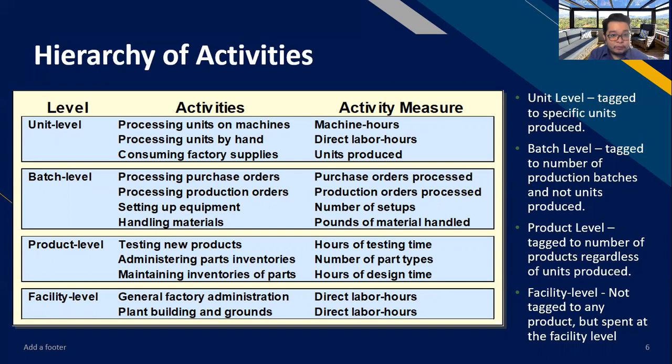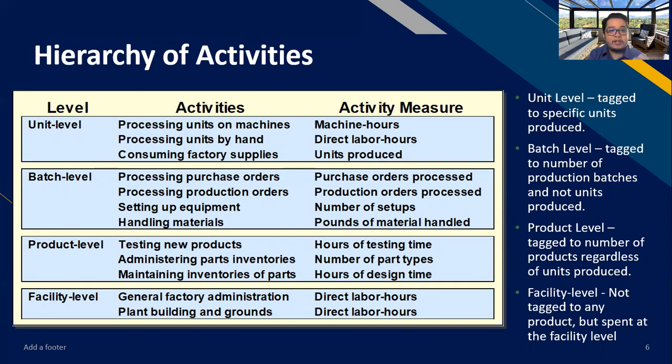No? The most obvious is setting up of equipment. If there will be two production runs, therefore there will be two batches, two setups of equipment, and therefore it will be two batches, two setups. Okay? What are some other activities at the batch level?